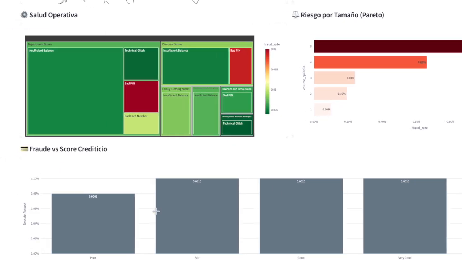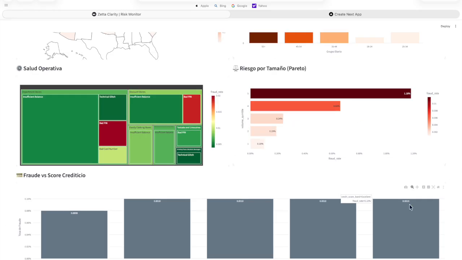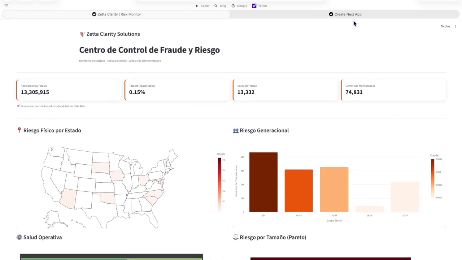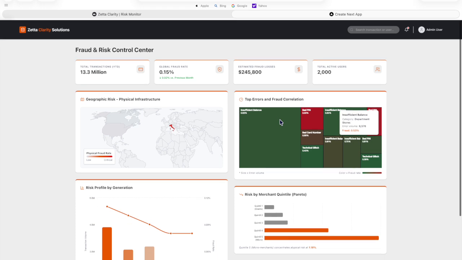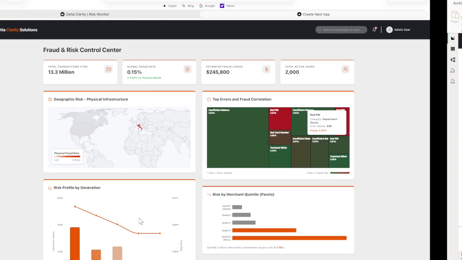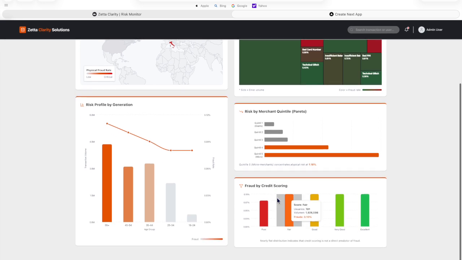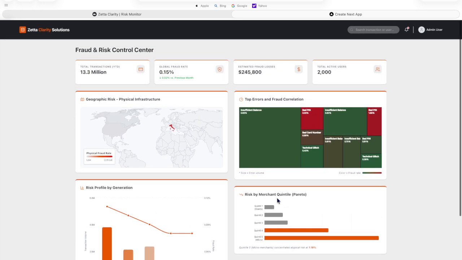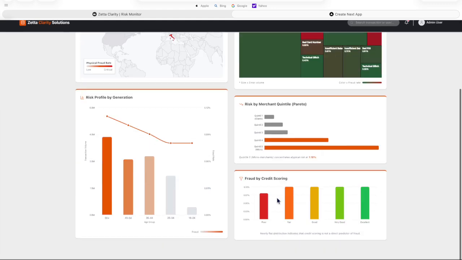In conclusion, whether the stakeholder prefers the interactivity of React, the speed of Streamlit, or the familiarity of Power BI, the data remains the single source of truth. This project demonstrates that I can engineer the backend pipeline and deliver the front-end solution in whatever technology the business requires. Thank you.